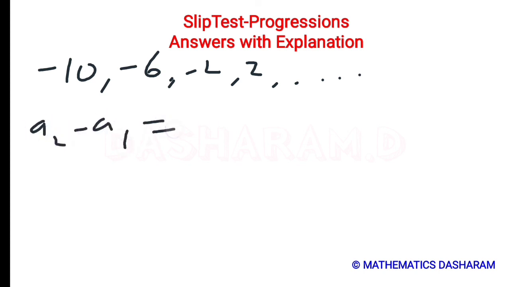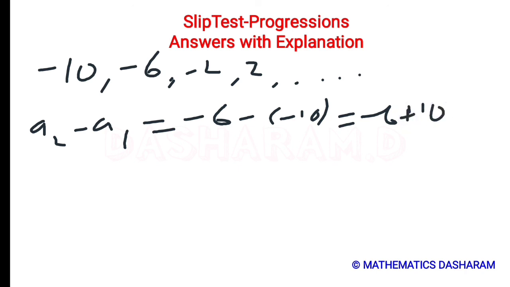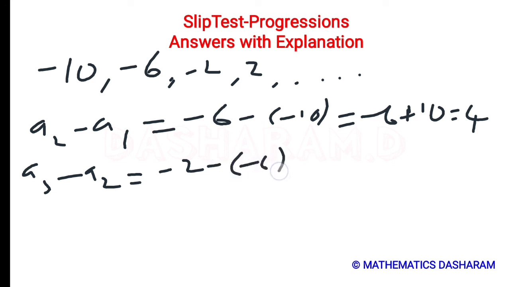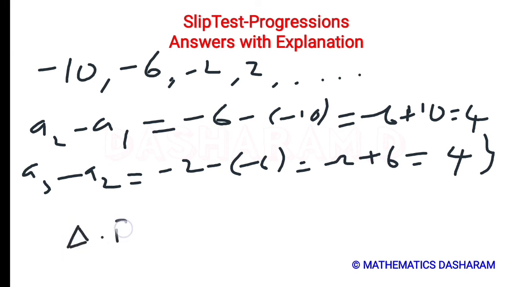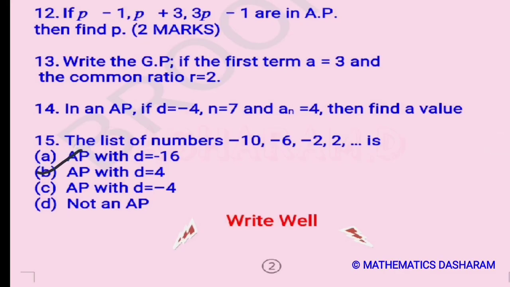So A2 minus A1 equals minus 6 minus of minus 10. So minus 6 minus of minus 10 is plus 10 minus 6, so the answer is 4. Next, the second difference, A3 minus A2: minus 2 minus of minus 6, that is minus 2 plus 6, which is 4. So here the differences are common, so definitely it is an AP, with difference d equals 4. So option B is correct.